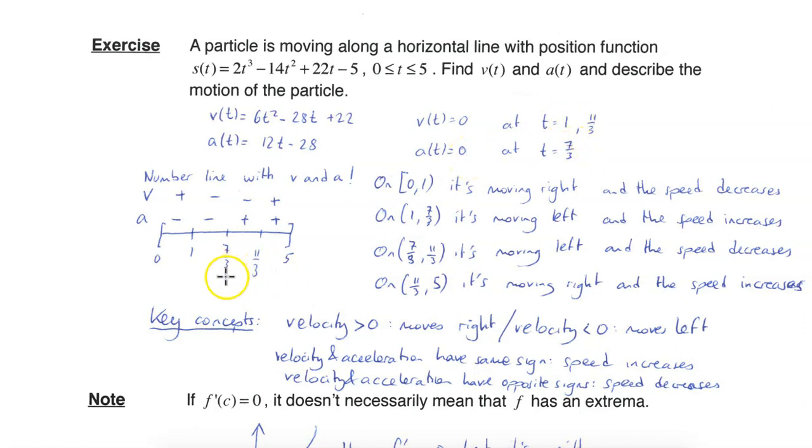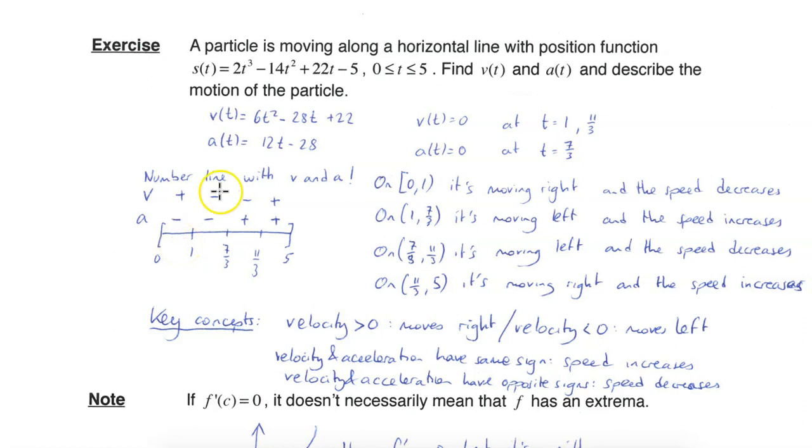So we can pick any number before 7/3, and we know that both this and that will have the same sign, because a is not changing at 1. We only put this t equals 1 here because v was possibly changing. V was equal to 0 here, a is not. So maybe we could choose t equals 1, but to avoid confusion, let's choose t equals 1/2.